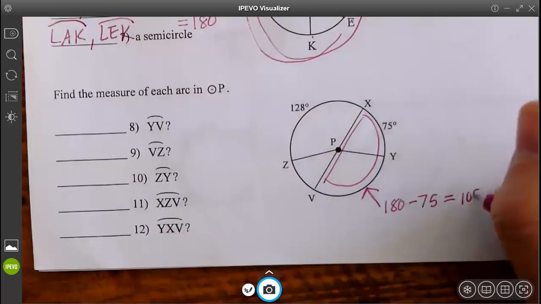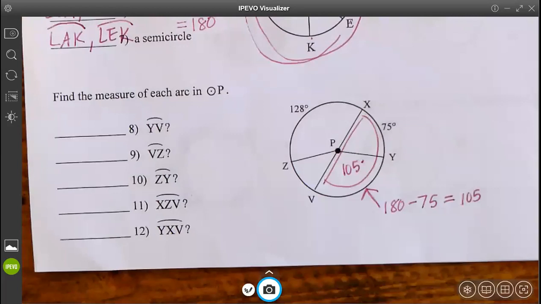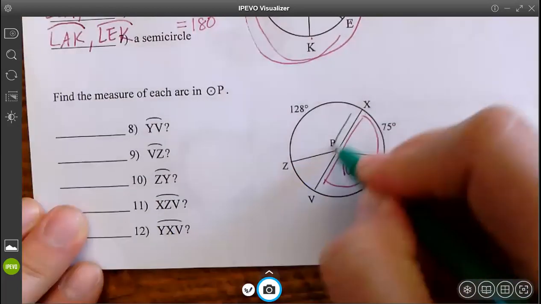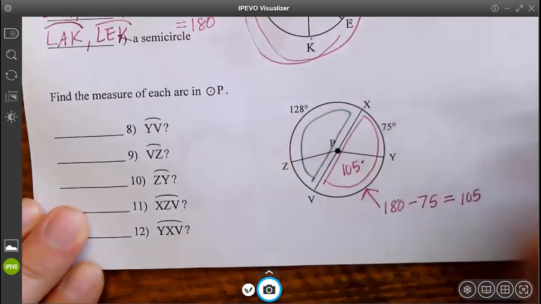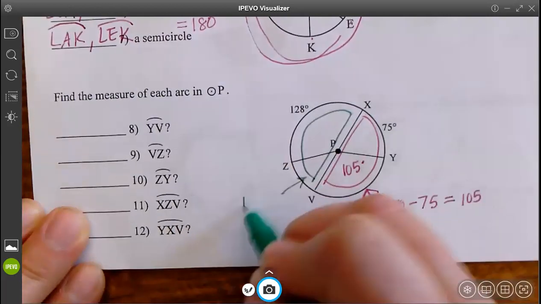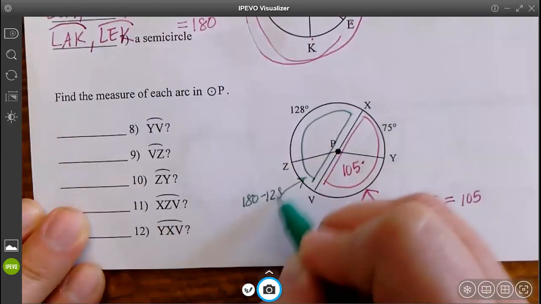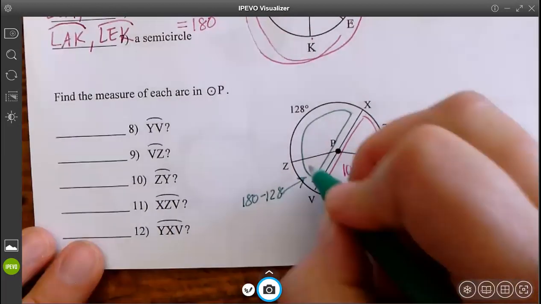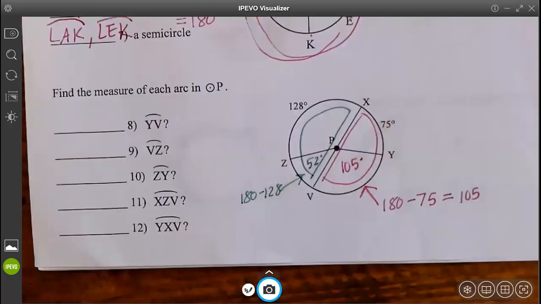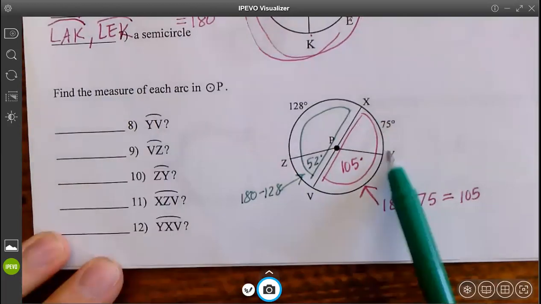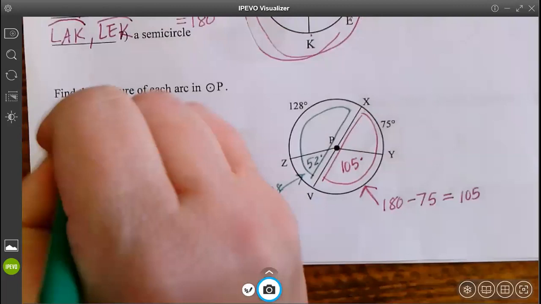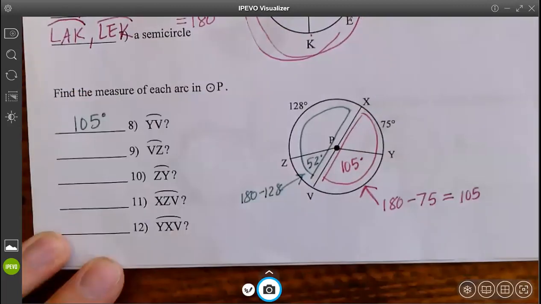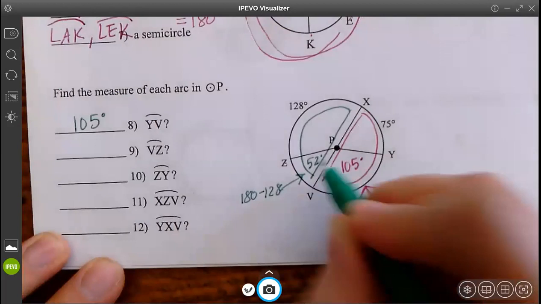So that's 105 here. And then we could also do this one here. This is also 180. This one here is 180 minus 128. I'm getting 52 for that one. Now the first one they asked was Y to V, which we already said was 105. V to Z, we just figured that one out.